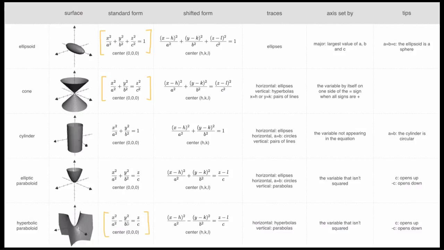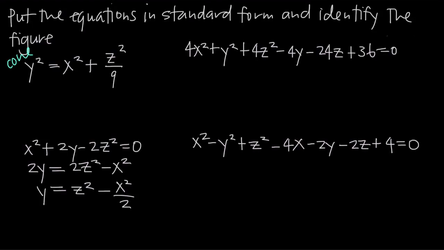where we see that the standard form of a hyperbolic paraboloid includes two second-degree variables on one side of the equal sign, where one of them is positive and one of them is negative. Notice here in the standard form that x squared is positive and y squared is negative. And then we have that equal to a first-degree variable on the other side of the equal sign. So what we can do is call this equation the equation of a hyperbolic paraboloid.